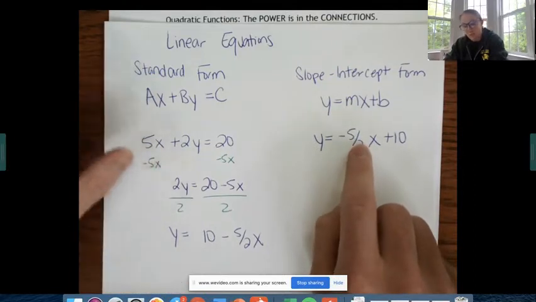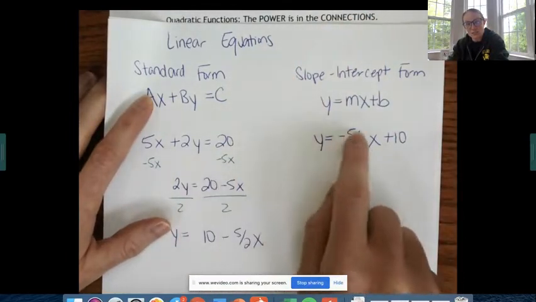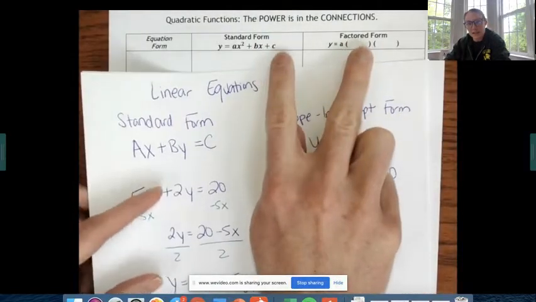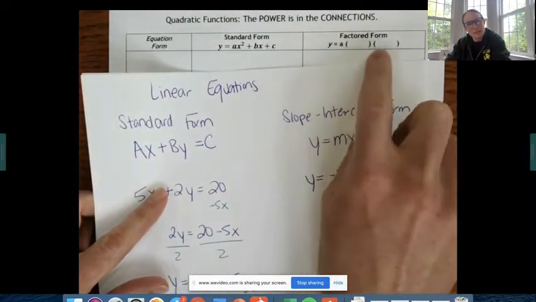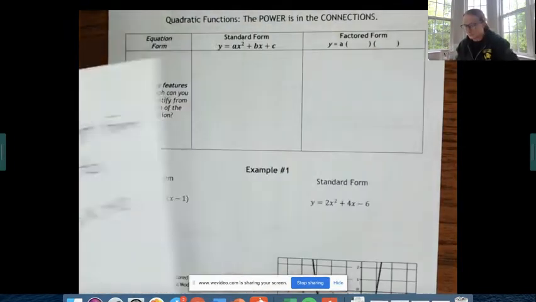That's the same thing that we're going to learn about quadratic equations. So making those connections back to linear functions can help us out. We're going to learn about two different forms, and then how can we take this form and turn it into that form so that we can get some more information.